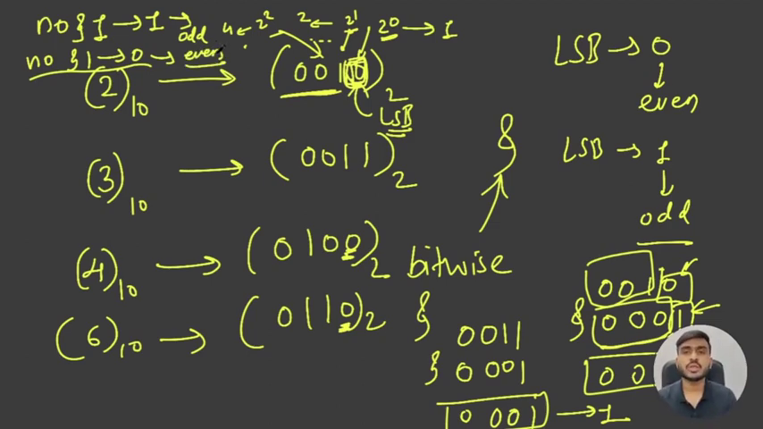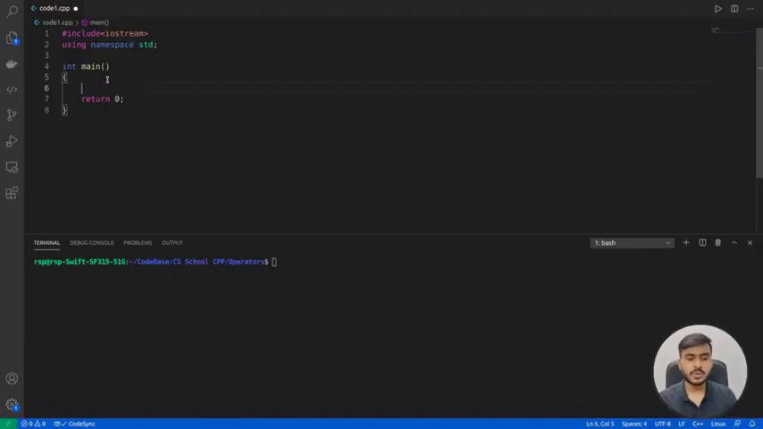Let's quickly move to VS Code and implement this logic. Okay, so what we'll do is, we'll first create one variable, integer no. Let's accept this no input from the user.